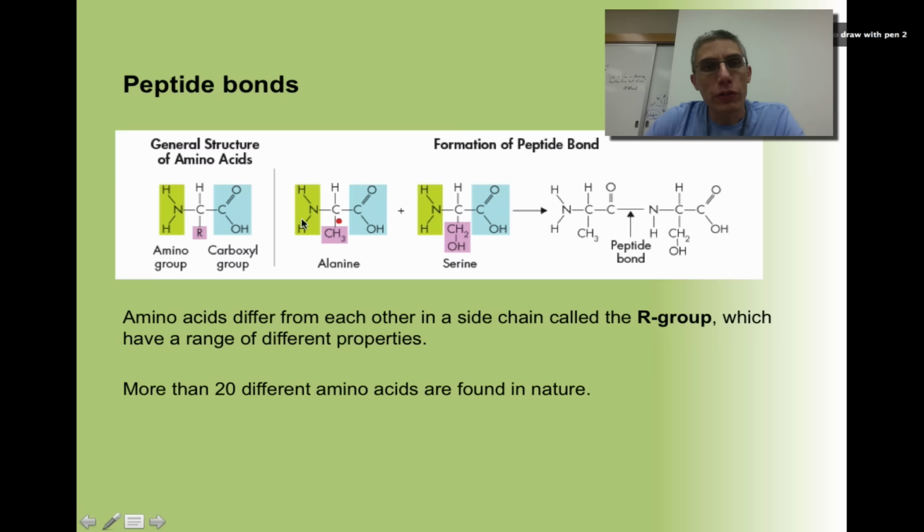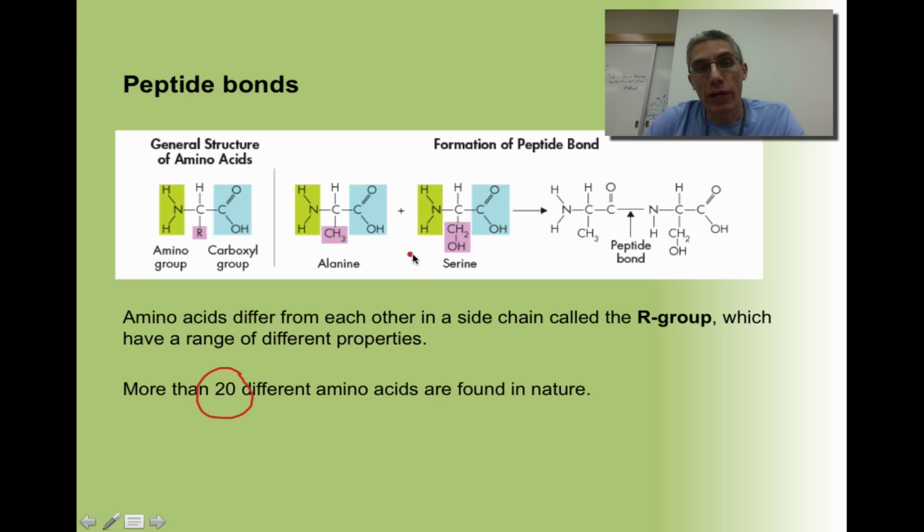So this particular screen is going to illustrate how a protein is put together. Remember, a protein is a polymer. So what we have is lots of amino acids basically bonded together to form that long chain, or that polymer. Now there's about 20 different amino acids in nature.